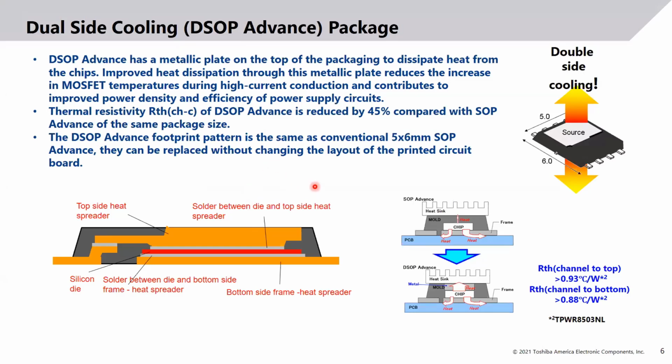Also, this is an example showing a heatsink attached on a single side cooling device, and the thermals are much worse because the heat is transferred through the mold, through the resin, and the Rth is much larger. Using the dual side cooling device, the junction to case, bottom side and top side, are very similar, 0.93 and 0.88 degrees C per watt. So it's much more advanced compared to a single side cooling device.